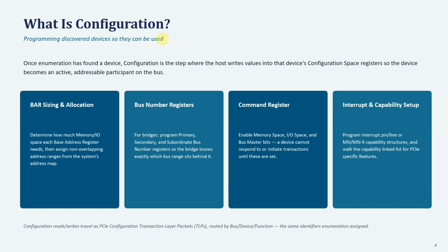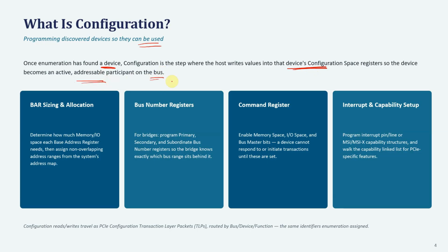Next is configuration. Configuration is nothing but programming the discovered devices so that they can be used. Once the enumeration has found a particular device, configuration is the step where my host is going to write values inside this device's configuration space. So every device is going to have something known as a dedicated configuration space, and after enumeration is completed, my operating system is going to write into the configuration registers, so that the device can be active and addressable by the participants on the bus.